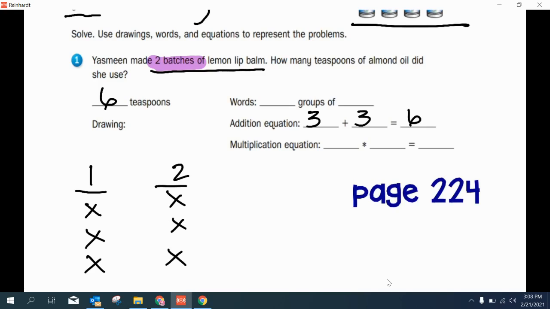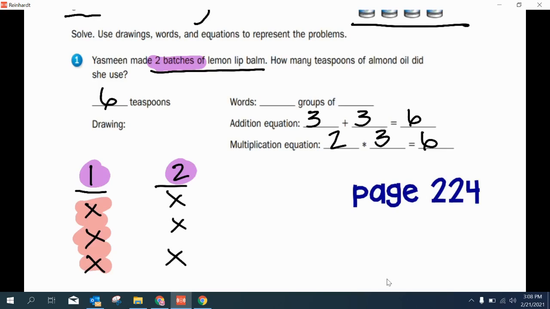How do I do that as multiplication? Let's look at this. I have 2, and each one has 3. So how do I say that? I have 2 batches. Each one has 3, and that gives me 6 total. All right. Let's put this into words now. So we use the word batches, and we're going to replace it with groups.